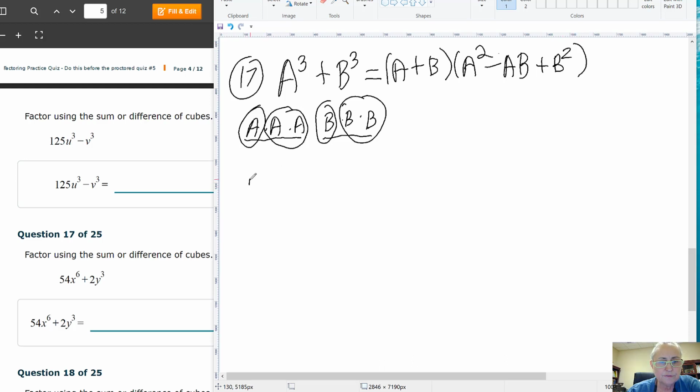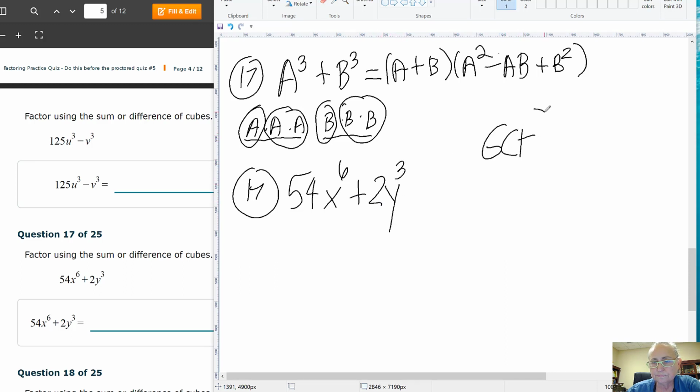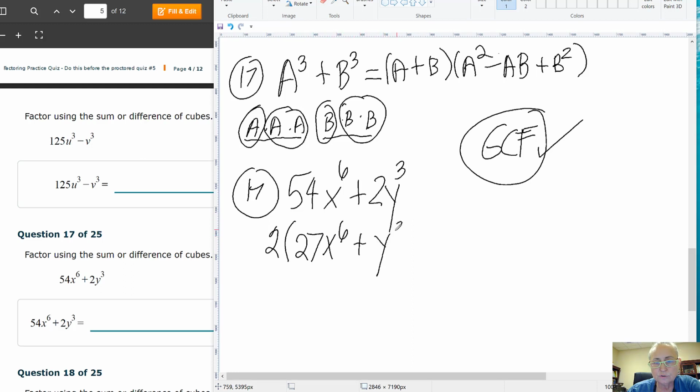Okay, so look, in number 17 we have 54 x to the 6 plus 2 y cubed. We check for GCF, and this time there is a GCF of 2. So 27 x to the 6 plus y to the 3rd. Okay, we're going to bring this 2 down, get him out of our way. I'm going to write this as 3x squared times 3x squared times 3x squared. Look, 3 times 3 is 9 times 3 is 27. X squared times x squared times x squared is x to the 6. And this is going to be y, y, and y.